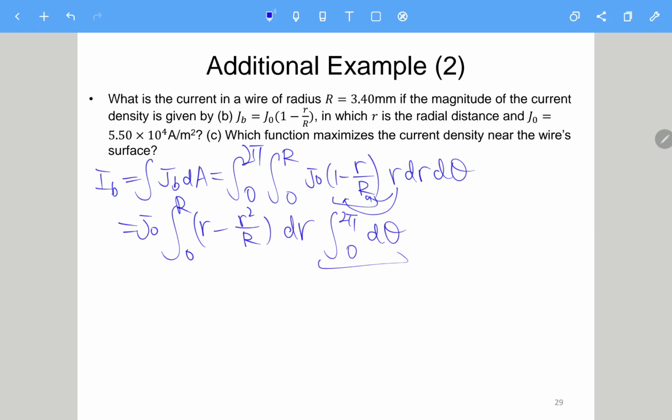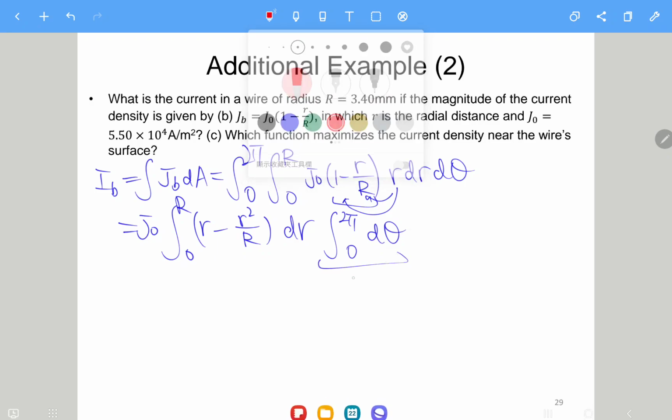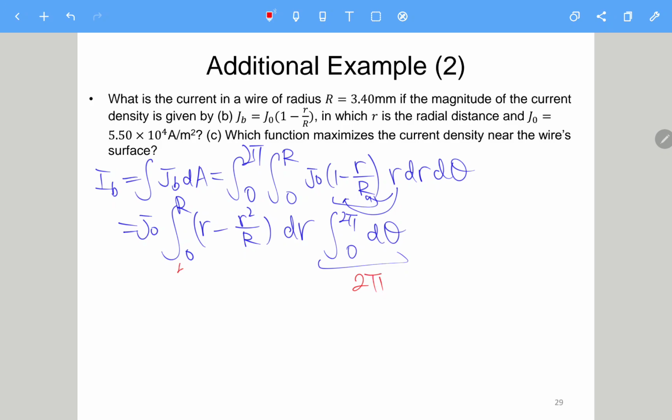So this is the same thing, 2 pi. For this one, this is R squared over 2, minus this one, which will be R cubed over 3, and then over R will be R squared over 3. Okay, so for this thing, it will be R squared over 6.